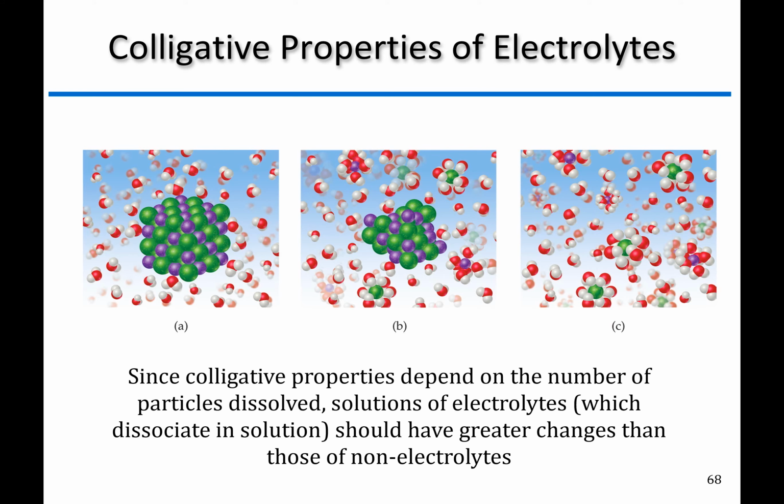Just as an example. Okay, so any kind of soluble salt or anything that will break into ions is an electrolyte, and the more it will dissolve, the better it breaks into ions, the stronger an electrolyte it is. And this should have a greater effect compared to things that don't break into ions.